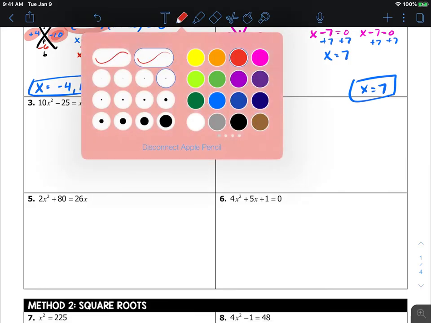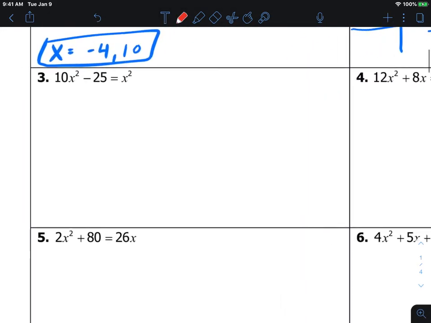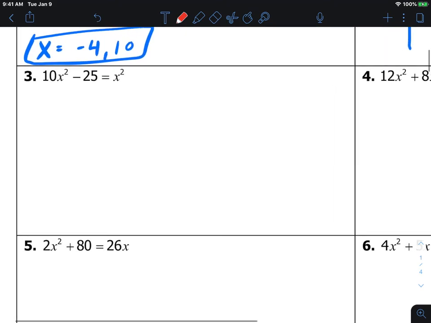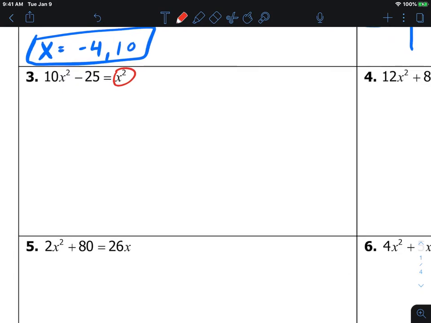Okay, hopefully. Number 3. Please do not fall for the trick and say A is 10, B is -25, and C is 1 or -1. That's an x squared. So the first thing we have to do is say, wait a minute, I need everything on the left side of the problem. 10x squared, that's the same thing as 1x squared. So I'm going to subtract 1x squared from both sides. If I take away 1x squared from 10x squared, I'll be left with 9x squared minus 25 equals 0.